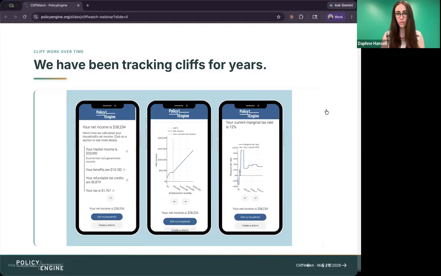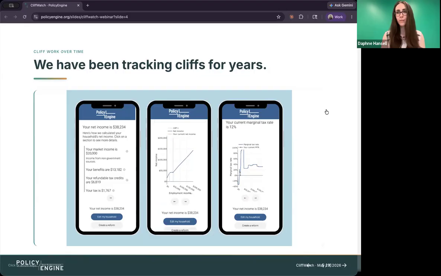There are also certain policies like the ACA premium tax credits that have a cliff at 400% of the poverty line. So you usually don't see it as much under 100%, but you'll see a lot of action around 100 to 200, 300% of the poverty line. So this has been a hidden feature of our tool for a long time. You may have seen it in some of our reports as well.